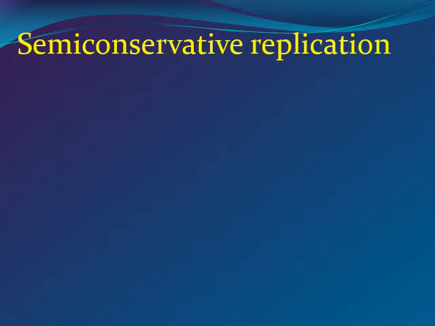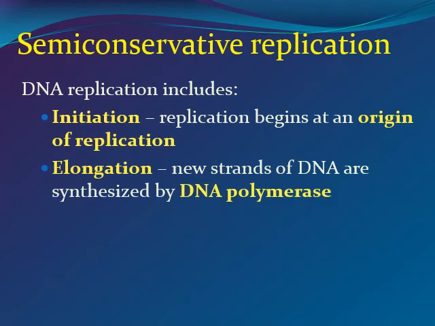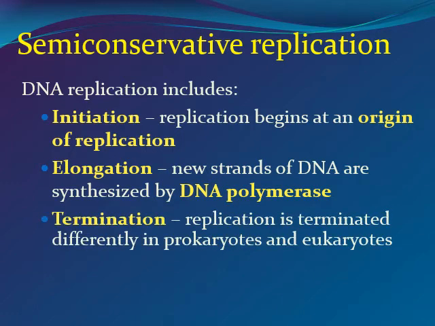Semi-conservative replication includes three steps. Initiation: replication begins at an origin of replication. Elongation: new strands of DNA are synthesized by DNA polymerase. And termination: the replication is terminated differently in prokaryotes and eukaryotes.